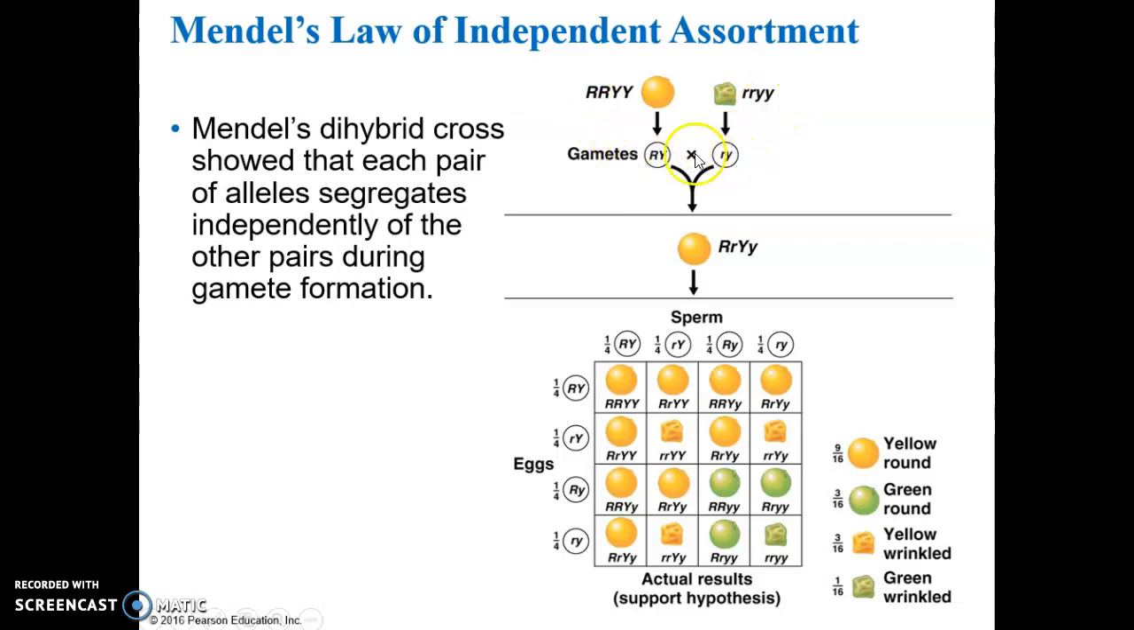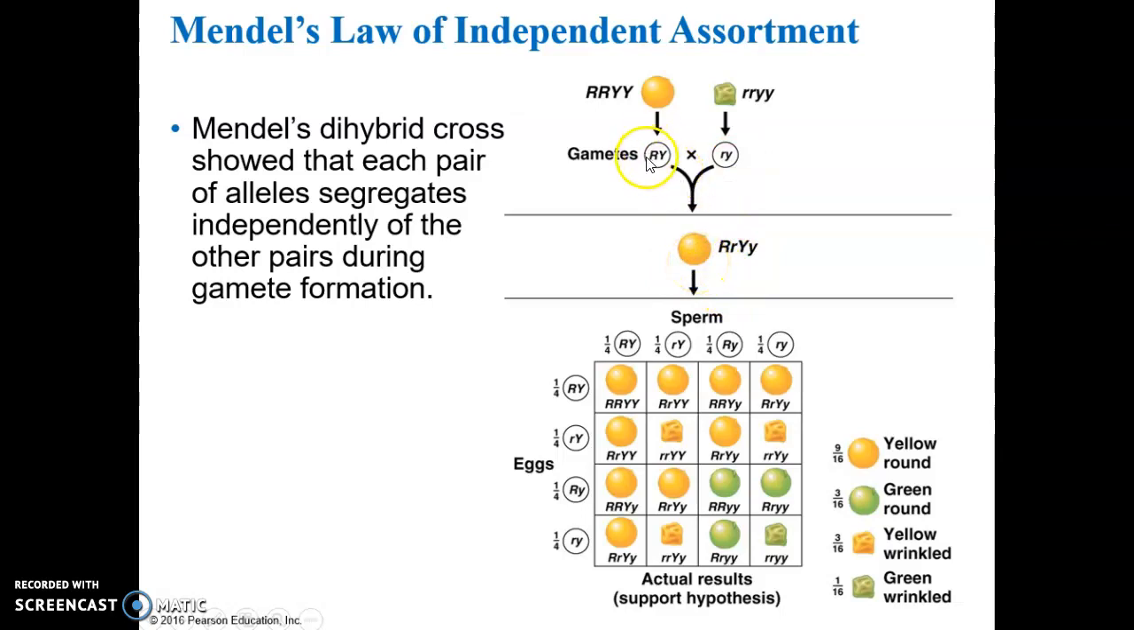But when the gametes are formed, the R allele will go into the gametes completely independently of the Y allele. Now in this individual, it only has the dominant capital R, so the gamete can only receive that particular allele. And the same with the dominant Y allele. It can only have a dominant Y allele go into its gametes. And the same thing for this one, which is homozygous recessive for both alleles. Okay? But notice the offspring.